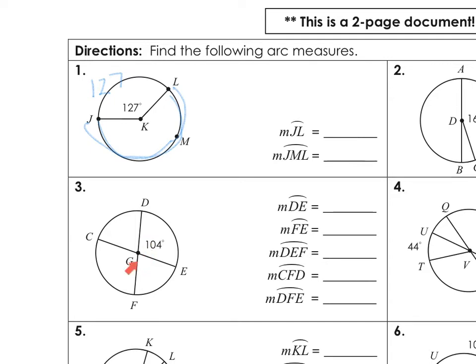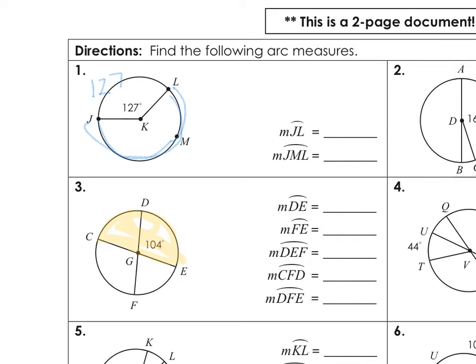Now, another thing we want to talk about is that these opposites are going to be equal to each other, okay? So, if DE is 104, then CF is 104. Now, to figure out these two, well, let's look at half the circle, okay? So let me just kind of highlight this. Half a circle is how many degrees, y'all? If you're telling me 180, you're right.